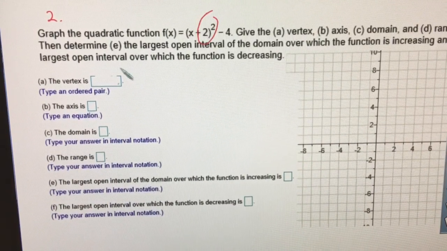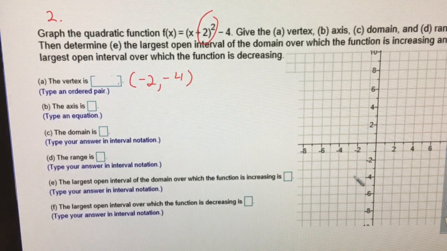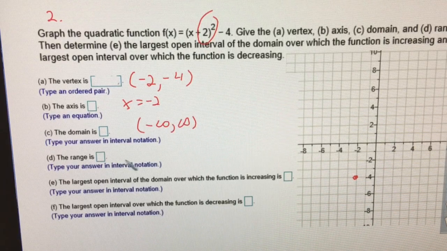All right, the vertex again is opposite, so that's going to be -2, same, -4. So I'm going to go left 2, down 4, pop my dot. The axis of symmetry is x equals that -2. The domain is all reals. The range is going to be from that spot going up, so it's going to be bracket the y value -4 up to positive infinity.